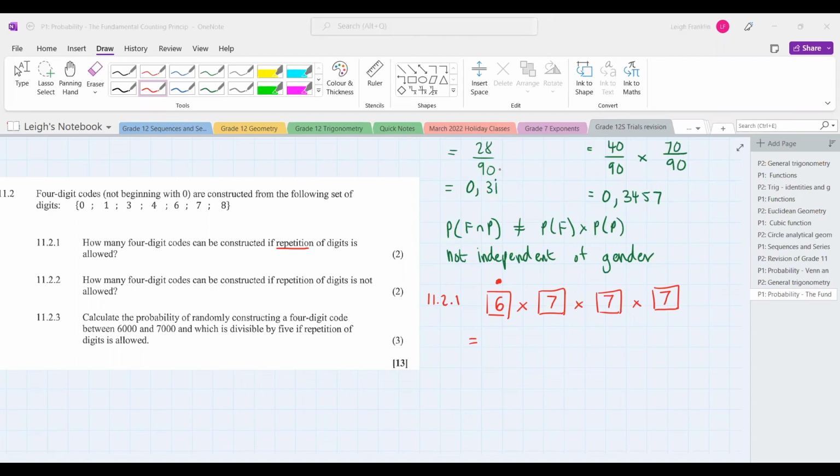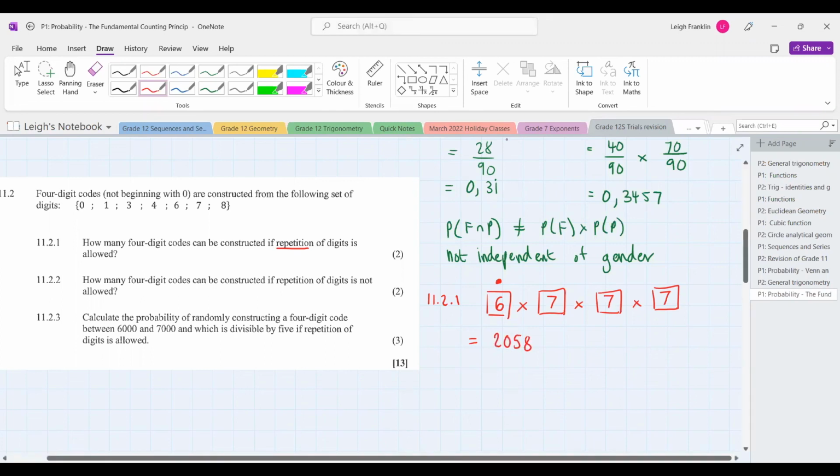So in other words, there are 2,058 different 4-digit codes that I could make using those numbers if repetition of the digits is allowed.